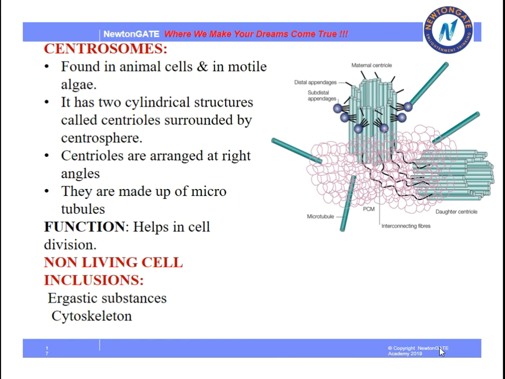Centrosomes are found in animal cells and in motile algae. It has two cylindrical structures called centrioles surrounded by centrosphere. Centrioles are arranged at right angles and they are made up of microtubules. The function of centrosomes is to help in cell division. And the non-living cell inclusions are like ergastic substances and cytoskeleton.